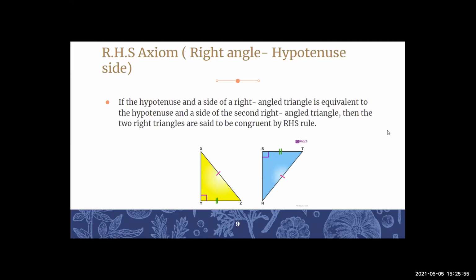And lastly, we have the RHS axiom, which stands for right angle hypotenuse side and means that we have two triangles where we know that the hypotenuse and one of the remaining sides are respectively equal.